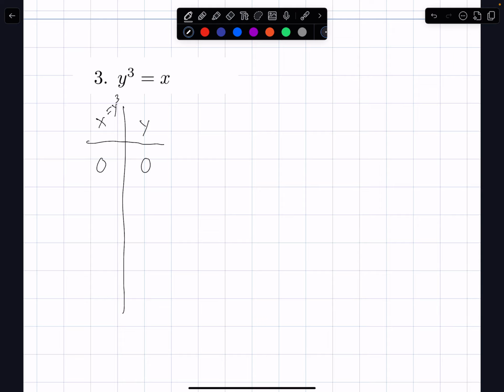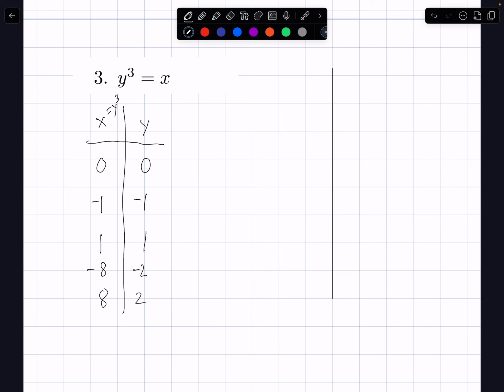Okay, another obvious choice would be -1 and +1. If y is -1, that's -1 to the 3rd power, also -1. If y is +1, y to the 3rd power is going to be +1. I'm going to do 2 more to get a better feel for this one. What about -2? If y is -2, -2 cubed is going to be -8. And if y is +2, it's going to be +8. Okay, so that gives me a good idea where my function is going, what it looks like.